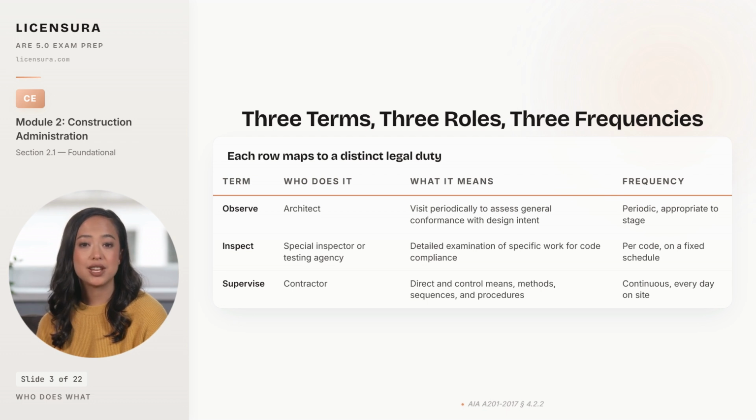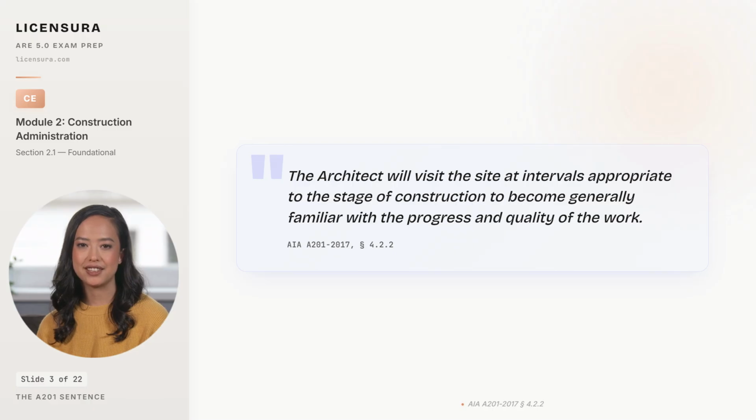If the answer choice on the exam puts the architect in the inspector column or the supervisor column, the answer is almost always wrong. If you want one sentence to memorize, the A201 contract itself gives it to you. This is the sentence to memorize from A201, section 4.2.2. And you should be able to recite it in your head when you read any CA question on the exam.